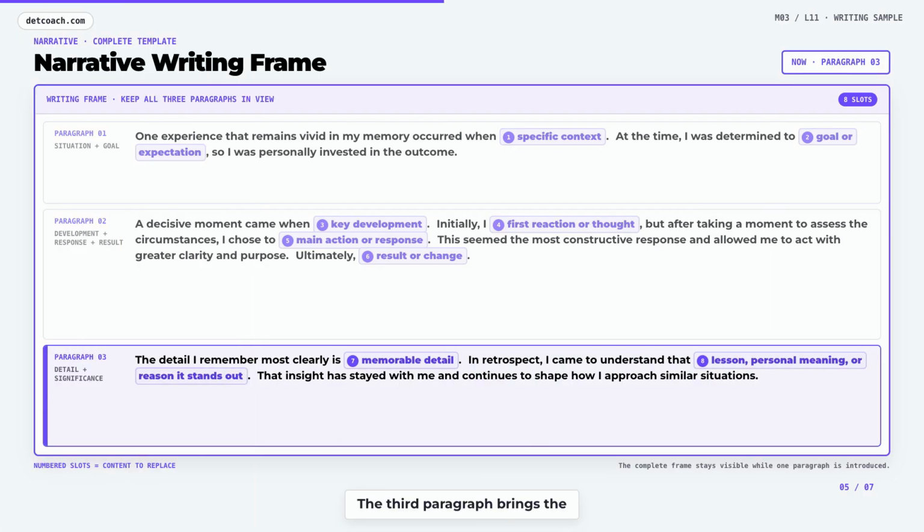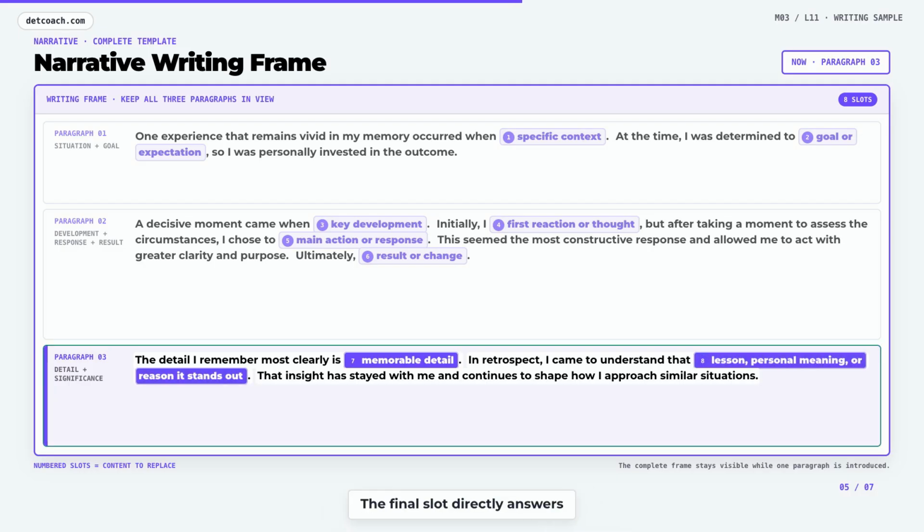The third paragraph brings the experience to a close. The detail I remember most clearly is [memorable detail]. In retrospect, I came to understand that [lesson, personal meaning, or reason it stands out]. That insight has stayed with me and continues to shape how I approach similar situations. For memorable detail, choose one specific detail that is easy to picture. It could be a result, something someone said, or a moment that changed your perspective. The final slot directly answers what you learned or why the experience has stayed in your memory.